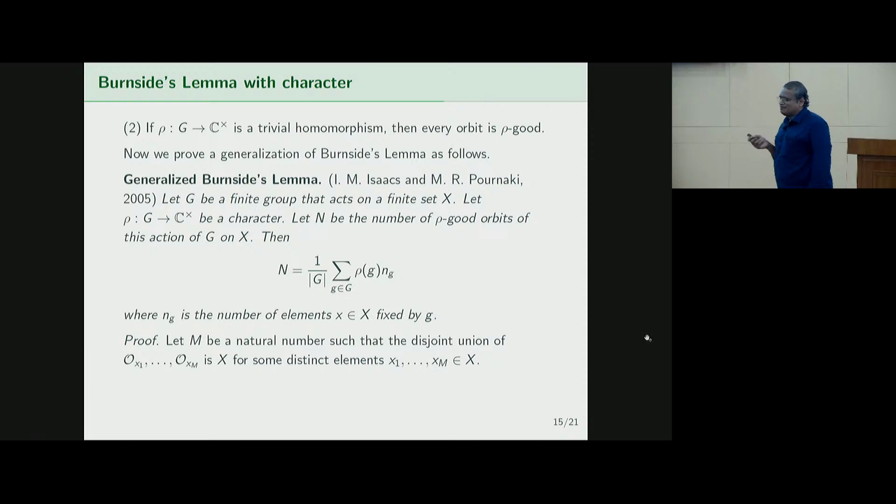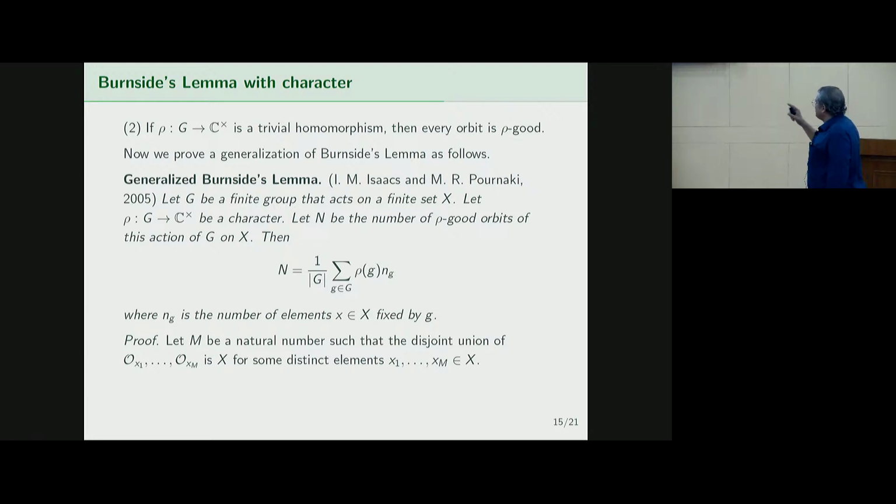This is from the 2005 American Mathematical Monthly, Isaacs and Bernanke. G is a finite group acting on a finite set X. Rho is a given character of G. N is the number of rho good orbits. Instead of all orbits as in Burnside lemma, here it is the number of rho good orbits. Then N is a twisted average with rho: 1 by cardinality of G, sum of rho(g) N(g), where N(g) is the number of fixed points. That is the same definition.